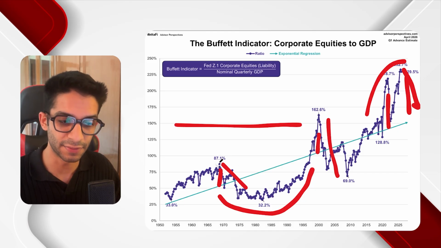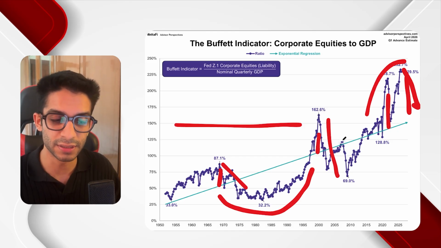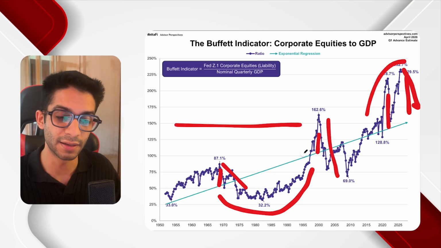This is 1970, after which the US had a lost decade. This is the 2000s, before the dot-com bust. This is 2008, before the global financial crisis. This is 2020, before the 2020 COVID-19 correction. And this is 2026, where the AI boom is leading the market. So this is the state of the current indicator, and currently it is trading much above the center line.